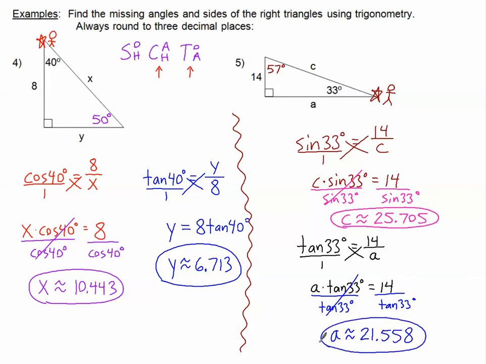All right. So that's using our SOHCAHTOA trig ratios to find missing side lengths of right triangles.